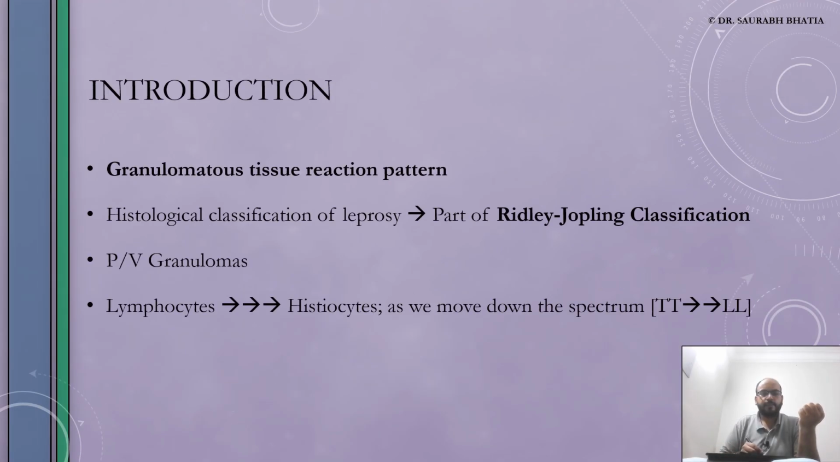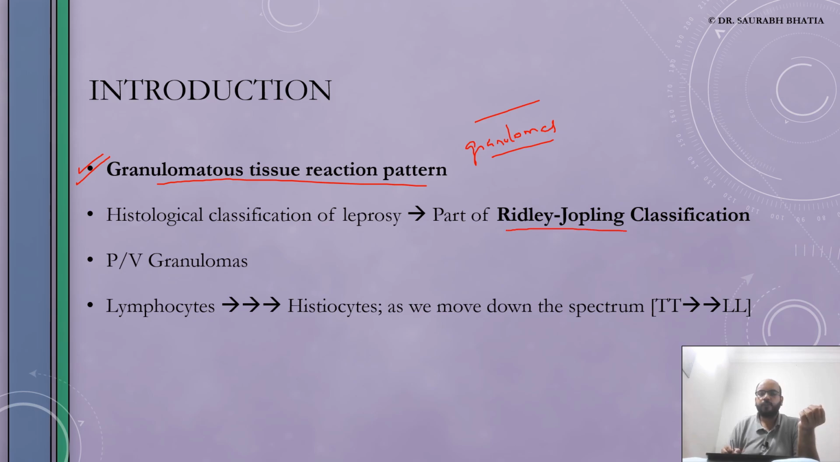So, as I said, in most of the books, it is labeled as granulomatous tissue reaction pattern because that's what we see. We see a lot of granulomas. But these granulomas are a bit different, okay? And their composition changes depending on what part of the spectrum of leprosy we are dealing with, okay?